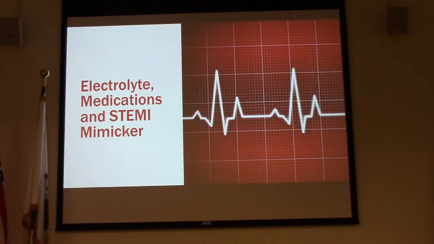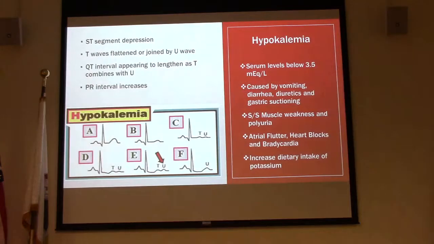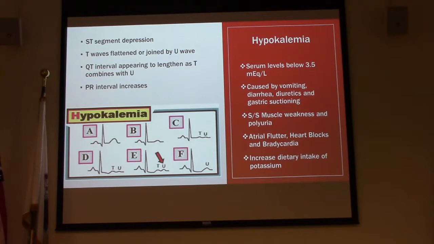All right, the last one we're going to look at is the different electrolytes we'll see on a 12 lead, and then the STEMI mimickers, the ones that you get caught up on when you see ST segment elevation and think this is a STEMI, when in actuality it's not. So potassium is the first electrolyte that you are going to see make a difference on your 12 lead. Potassium does a couple things. It slows the heart rate in vagal conditions. It protects the heart from getting too excited, and it allows the heart to beat fairly fast at a very organized rhythm. So the first thing we look at is hypokalemia.